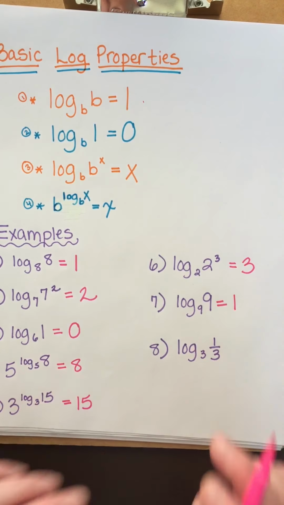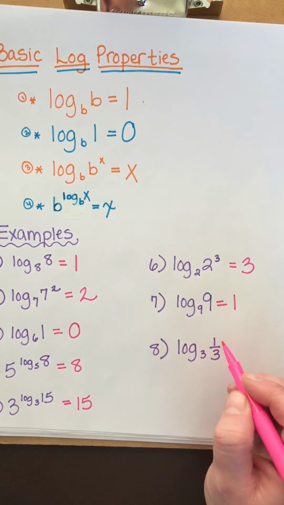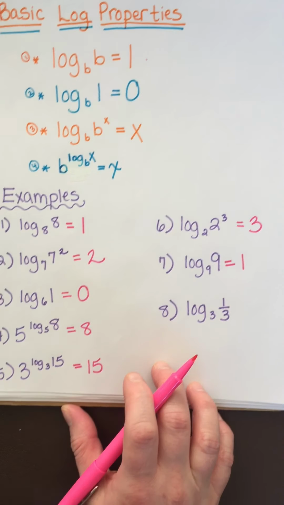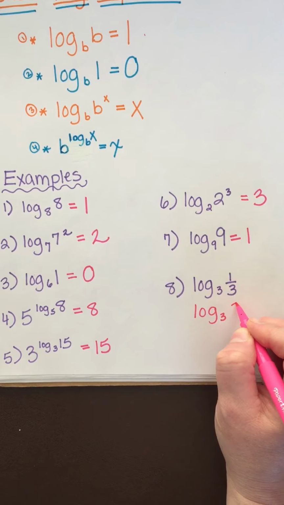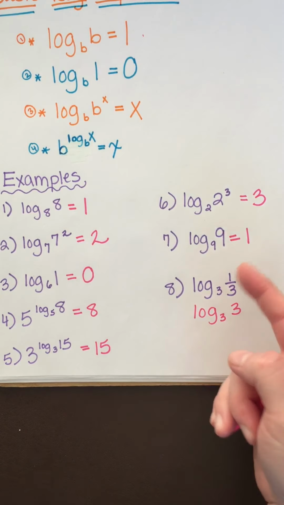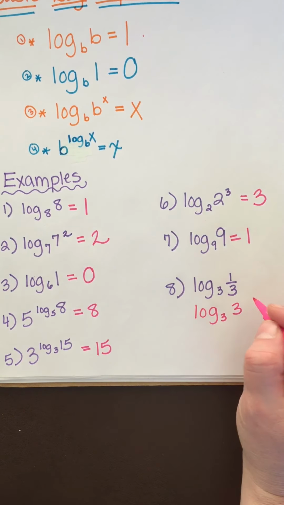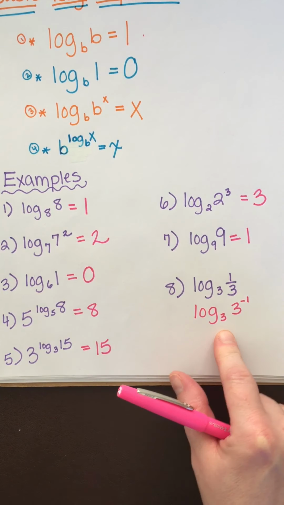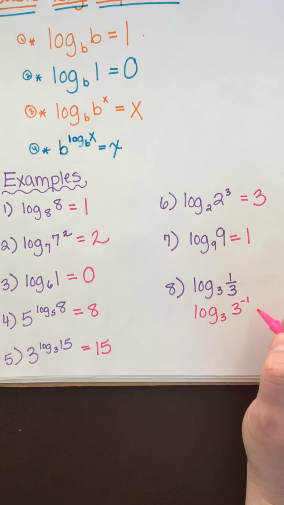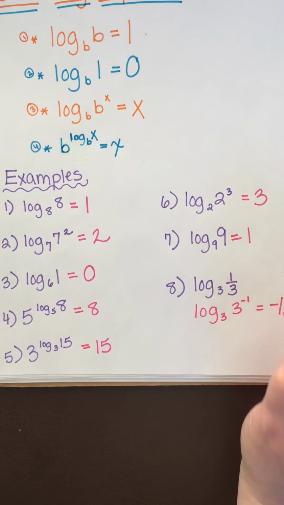All right, this one's a little tricky. The log base 3 of 1/3. And I could rewrite that, if I wanted to, as the log base 3 of 3 raised to the what power? Why did that 3 end up on bottom? Because it had an exponent of -1. So the log base 3 of 3 to the -1 would be -1.